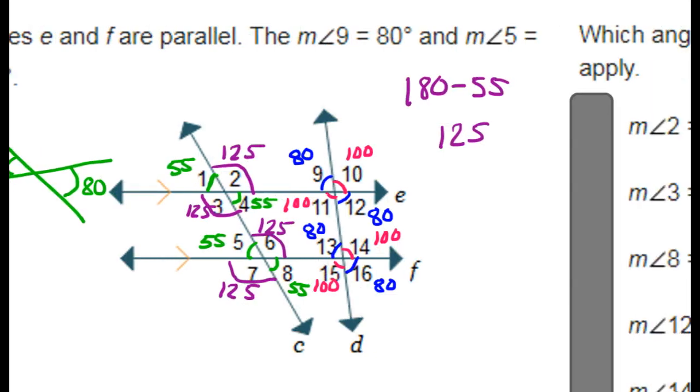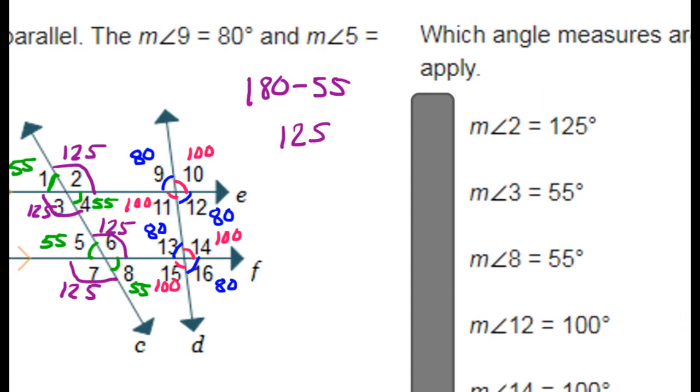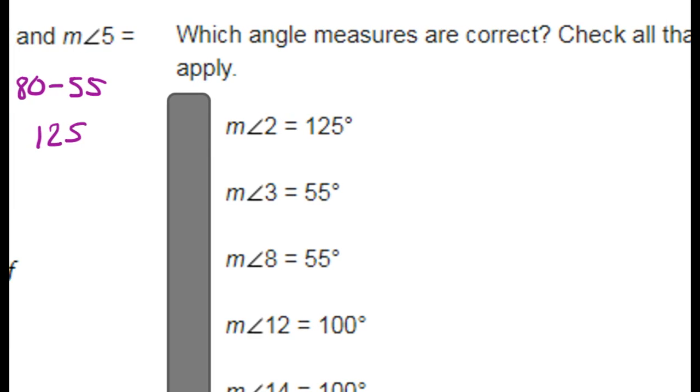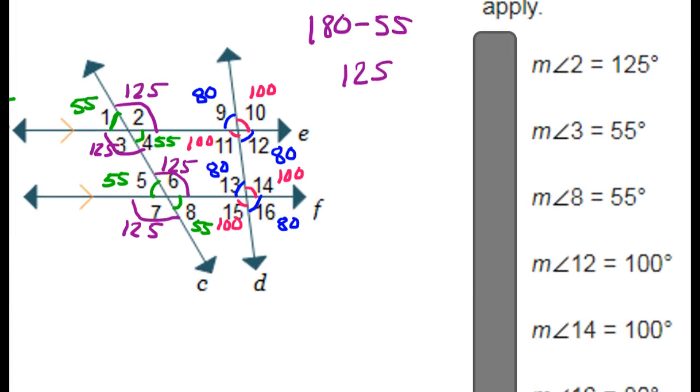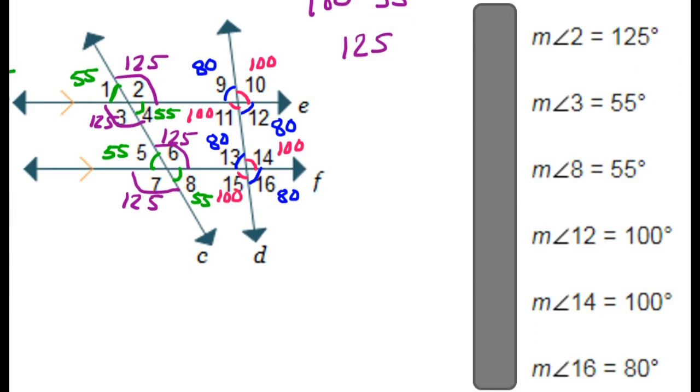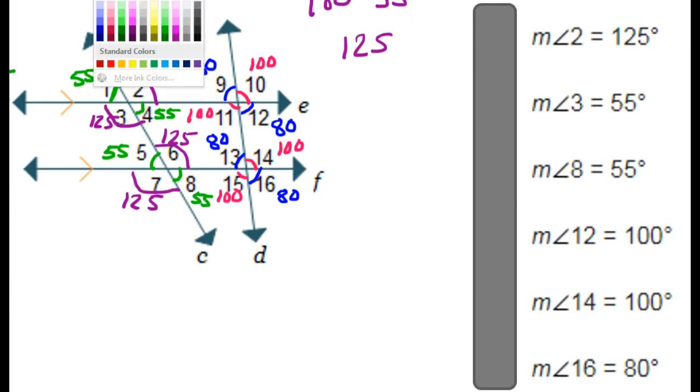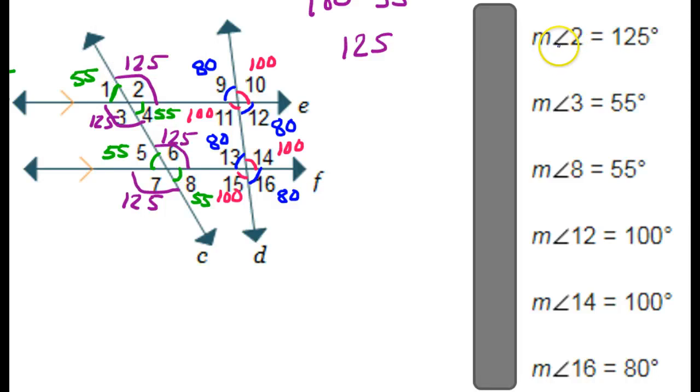Alright, now we are ready to answer some of these questions. So, which angle measures are correct? Check all that apply. Okay, let me see how much of this I can fit in my picture. I think I got them all. Okay, is the measure of angle 2 125? Yes, it is. Check. Is the measure of angle 3 55? Nope, it's 125. Is the measure of angle 8 55? Yes, it is. There's 55 right there.